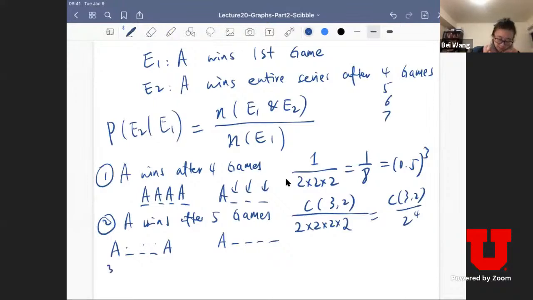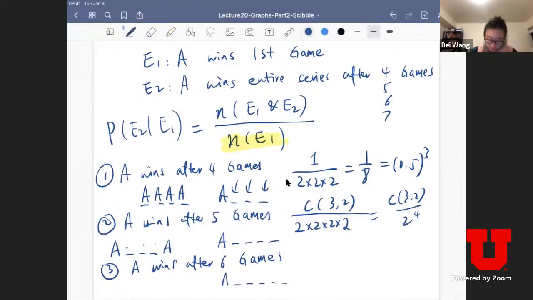Okay. The third one is A wins after 6 games. Again, let's look at all possible conditions where A wins the first game. After it wins the first game, it has 5 locations to fill, so it's 2 to the power 5. And A has to win the first game and the last game. In the middle, there are 4 positions. I can choose 2 of them for A to win. That is C of 4, choose 2.